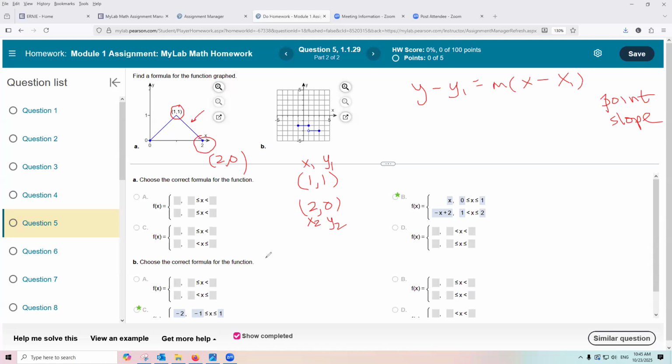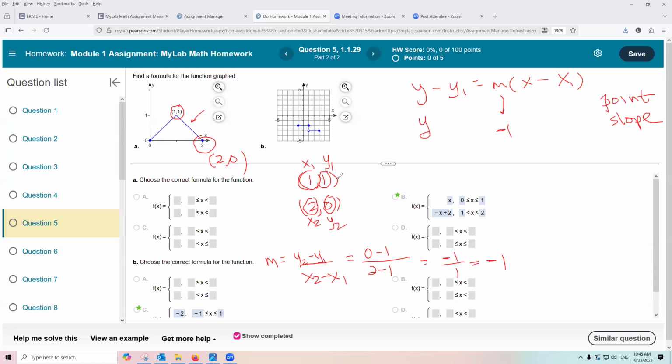Let's go plug in. First, we need the slope. y sub 2 minus y sub 1 over x sub 2 minus x sub 1. This is going to be 0 minus 1 on top, and on the bottom, it looks like we have 2 minus 1. So that is negative 1 over 1, negative 1. So this slope is negative 1.